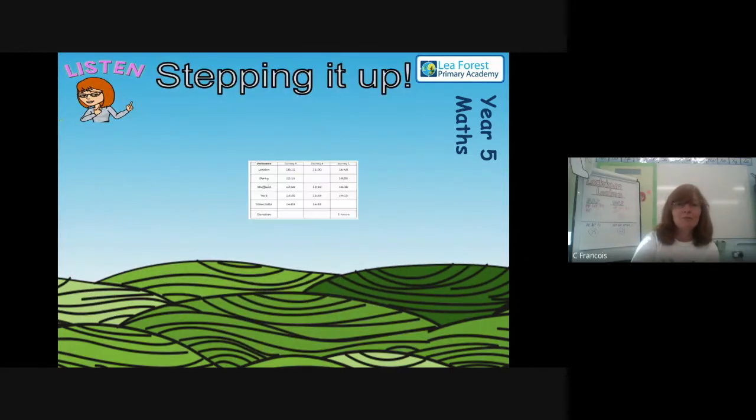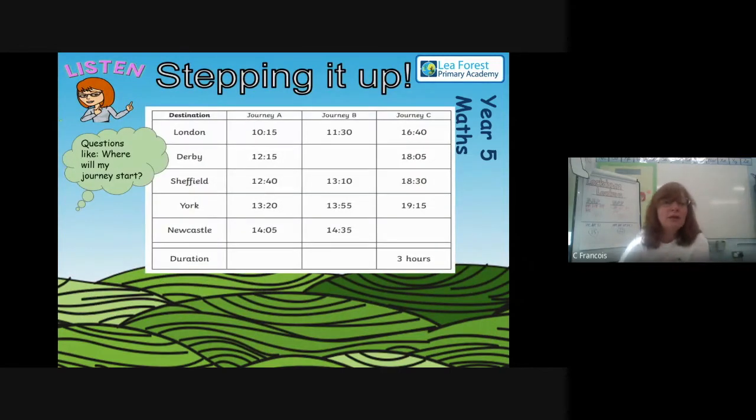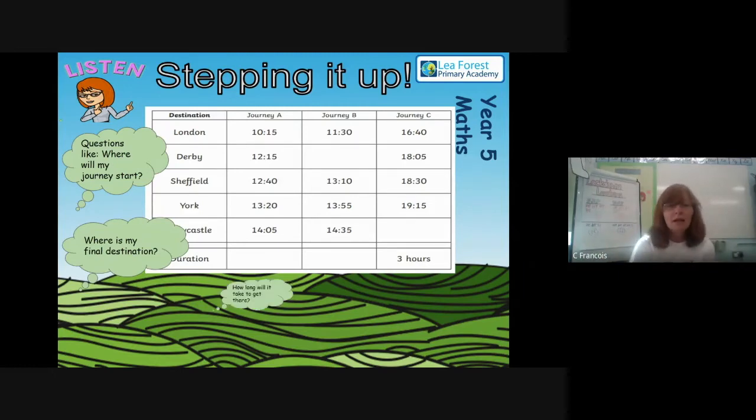What you want from a timetable: different questions. Questions like, where will my journey start? Where is my final destination? Where is the place that I eventually want to reach? How long will it take to get there? Are some routes quicker than others? Does some journey take longer?